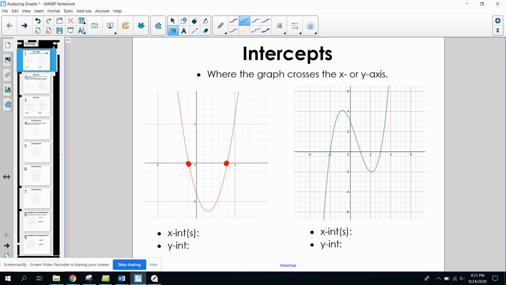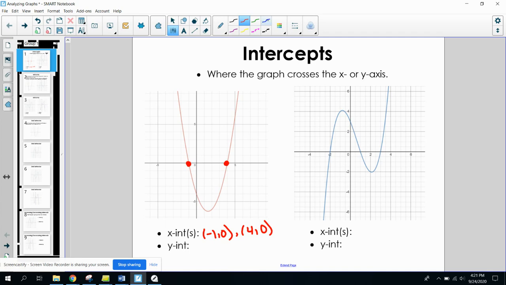on the y-axis. So if we look at, let's say, this one on the left, we can see that the x value is -1 and the y value is 0. So our first x-intercept is (-1, 0). I have another x-intercept, and that one occurs at (4, 0).